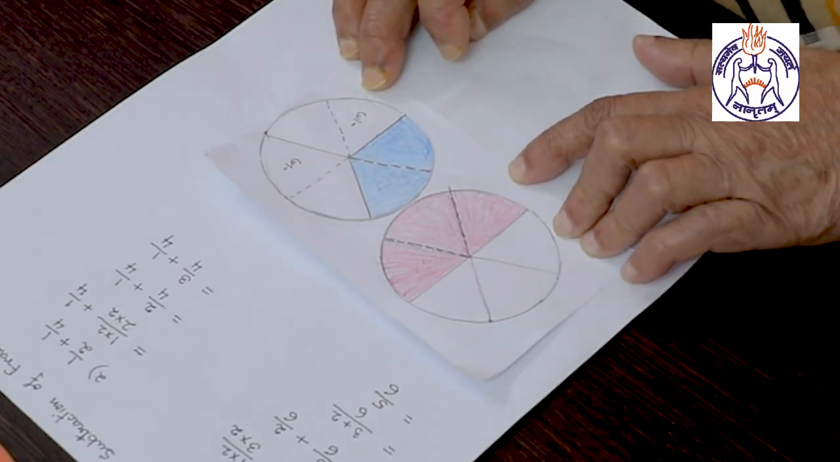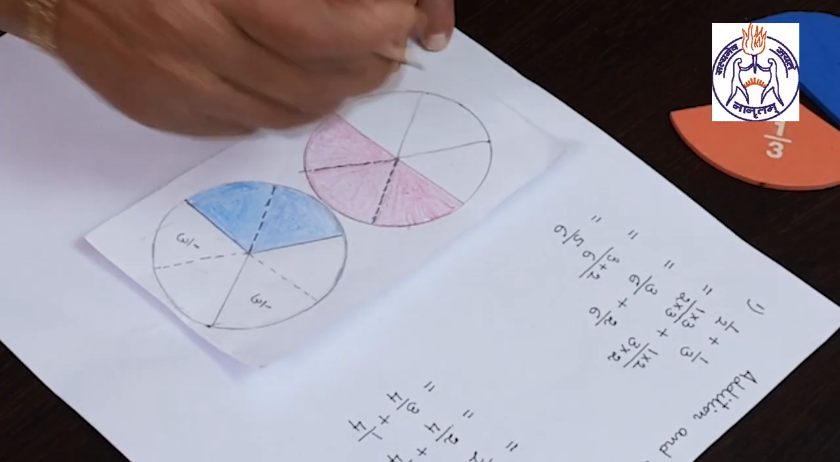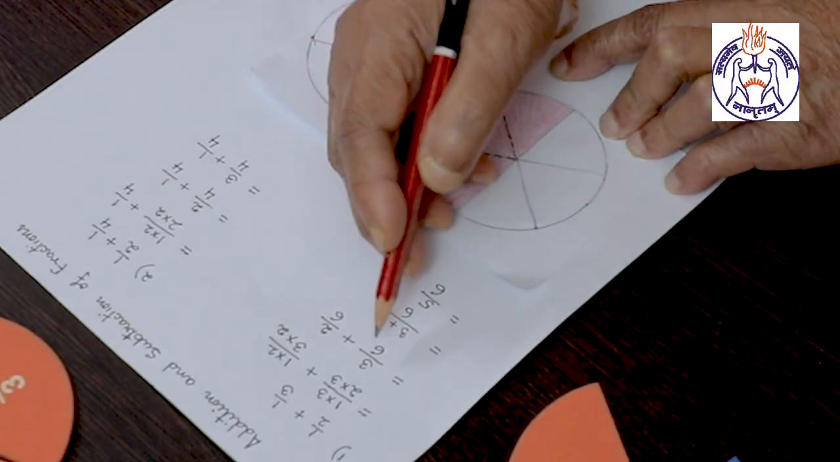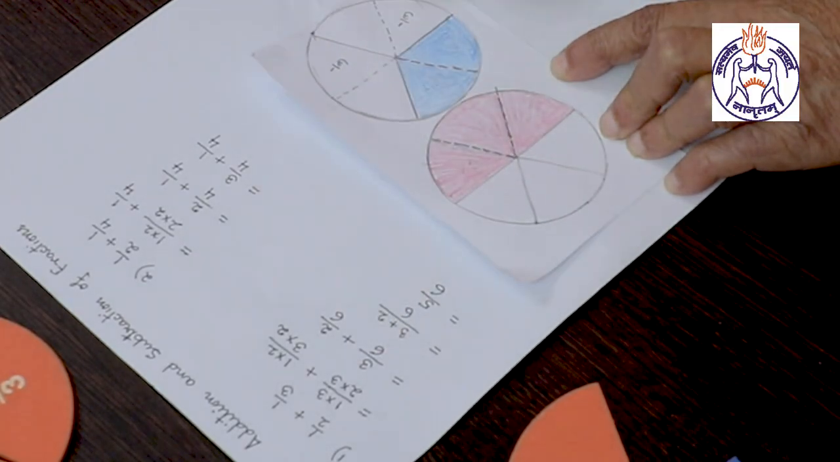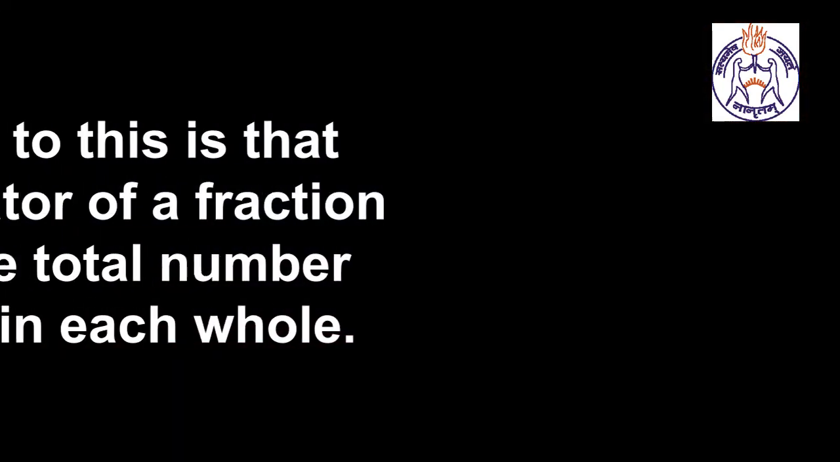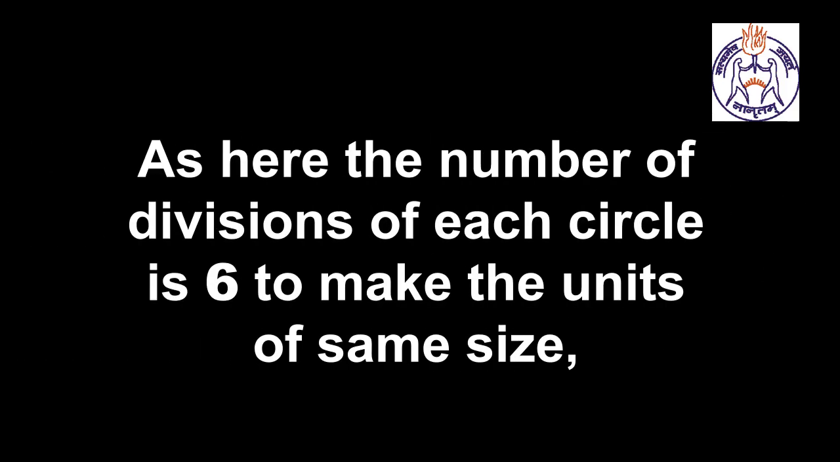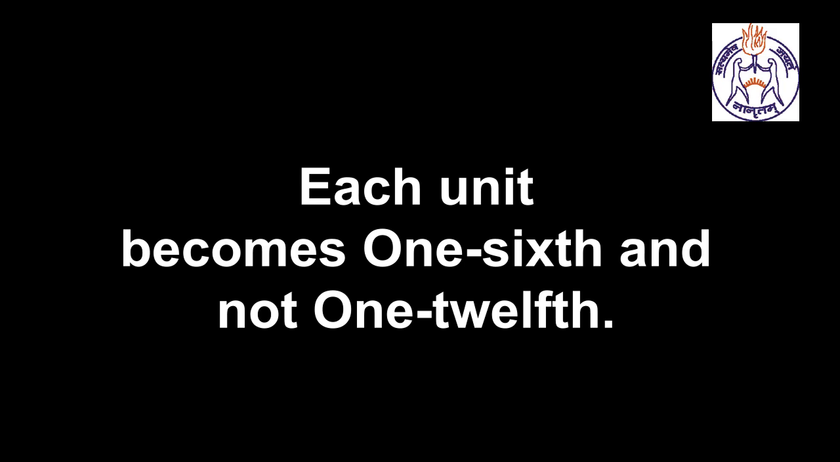Again the students ask, why are we not adding the denominators? Some of them ask, 6 and 6, why doesn't it make 12? The answer to this is that the denominator of a fraction indicates the total number of divisions in each whole. As here the number of divisions of each circle is 6, to make the units of same size, each unit becomes 1/6 and not 1/12.